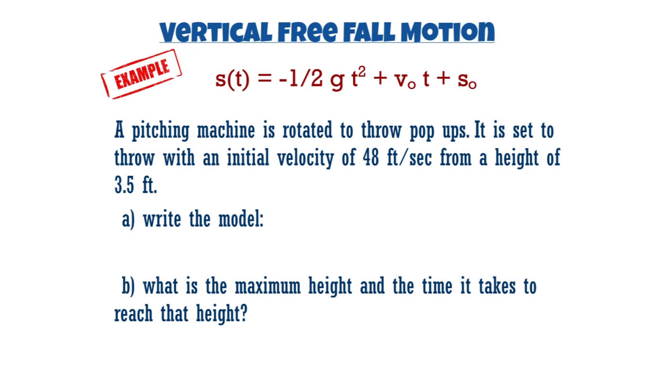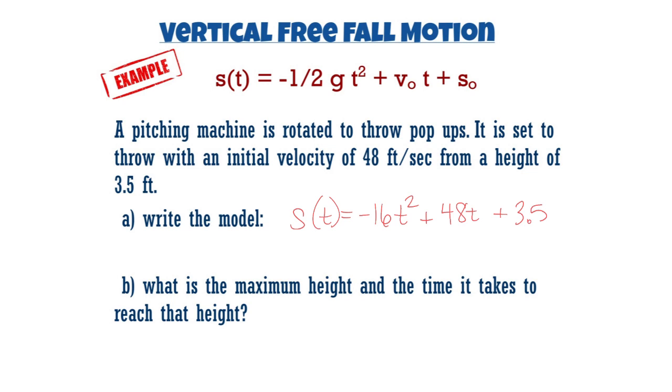We have a pitching machine that's going to throw pop-ups to us. So it's set to throw with an initial velocity of 48 feet per second from a height of 3.5 feet is where it's pitching from. All right, so we're going to write the model, which just means plug in your numbers. So it's a function of position with respect to time, and the negative 1/2 g is going to be negative 16 t squared plus, and then initial velocity, they said was 48 t, plus initial height is 3.5.